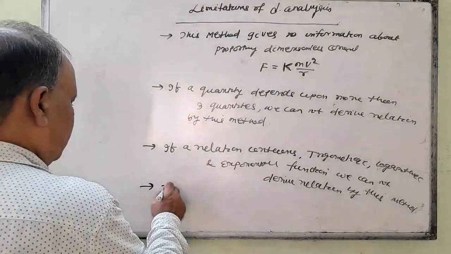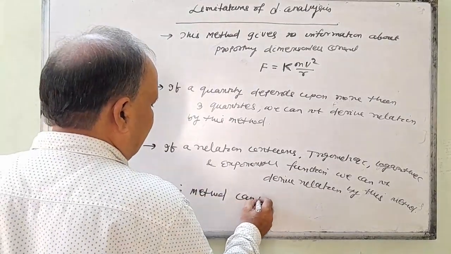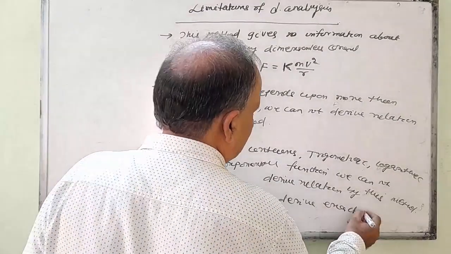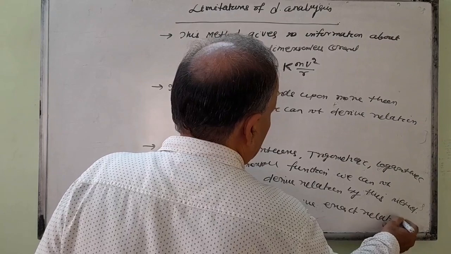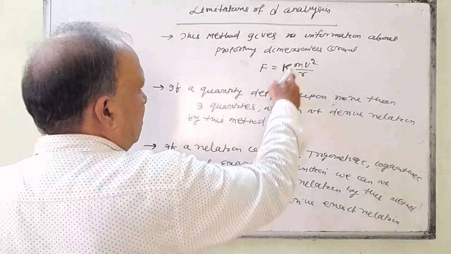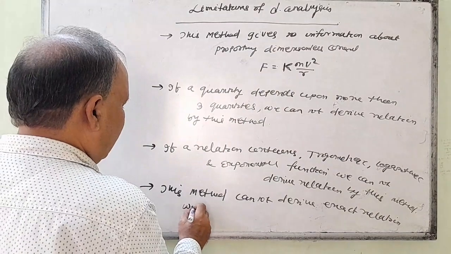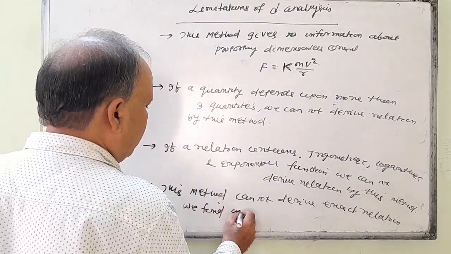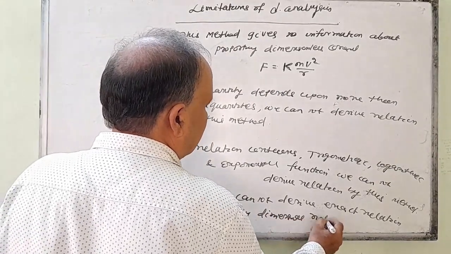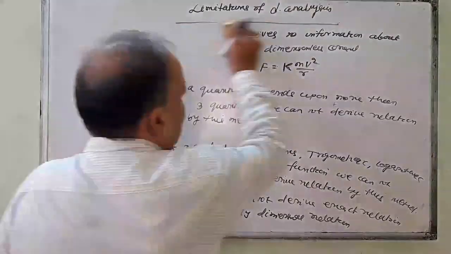this method cannot derive exact relation. In this method, we cannot derive exact relation because we cannot know what is the value of a dimensional proportionality, dimensional constant. We find only dimensional relation. This is the fourth limitation.